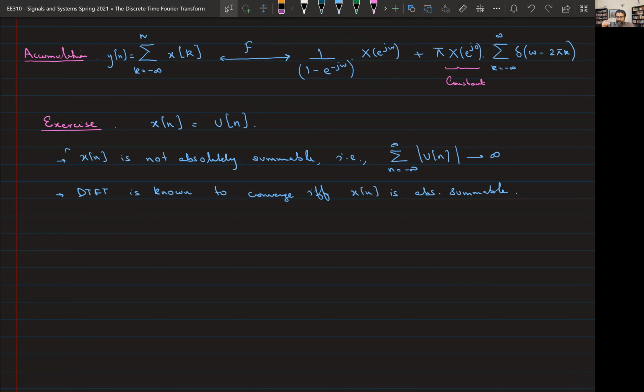And as I'm going to argue, there's no inconsistency here, even though I'm going to specify the Fourier transform for the unit step. The fact that it involves a delta function just drives home the point that the Fourier transform for u of n does not actually converge. So everything remains consistent. Now here's a question: how do I use the differencing property or the accumulation property to determine the Fourier transform of the unit step?